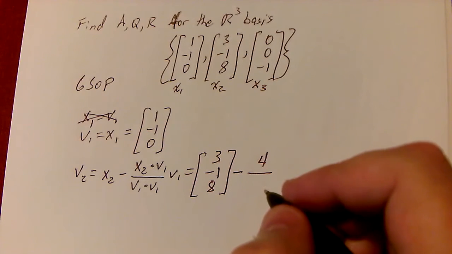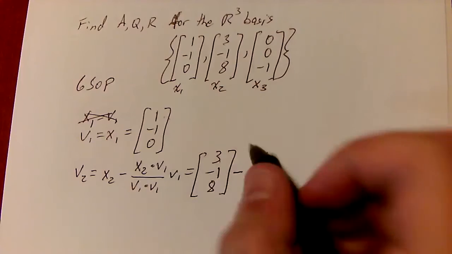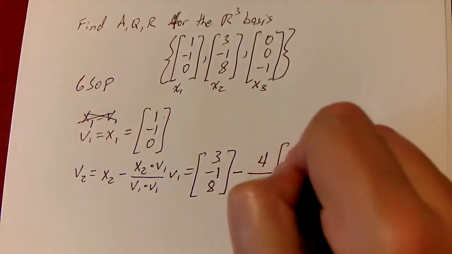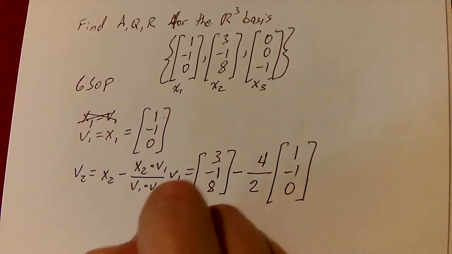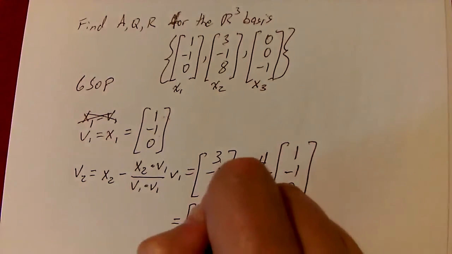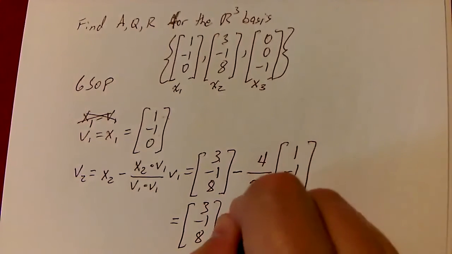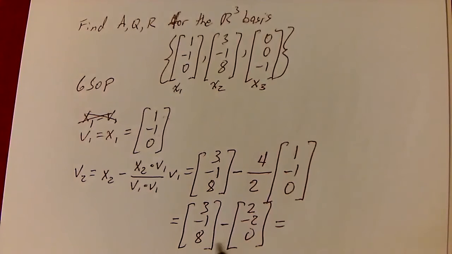Okay, my denominator then, v1 dot v1. So that's 1, 1, and 0, which makes 2. And we're going to multiply that times v1, which is 1, -1, 0. Okay, 4 divided by 2 is 2. So that makes that a little easier. Nice whole numbers here. Minus, okay, this is going to be 2 times those numbers. So I'm going to have 2, -2, and 0. Okay, and I can subtract those.